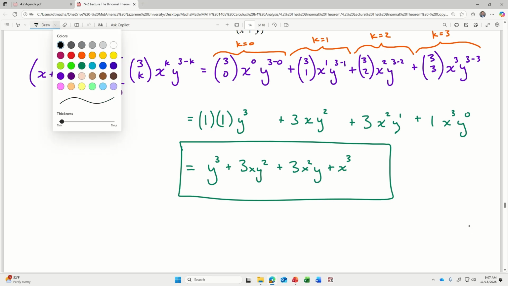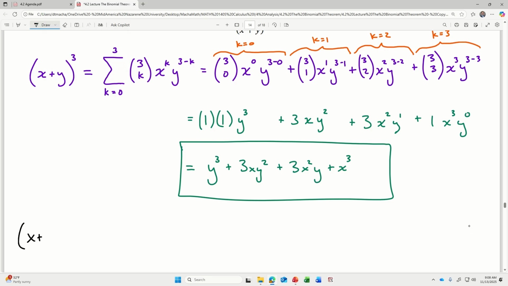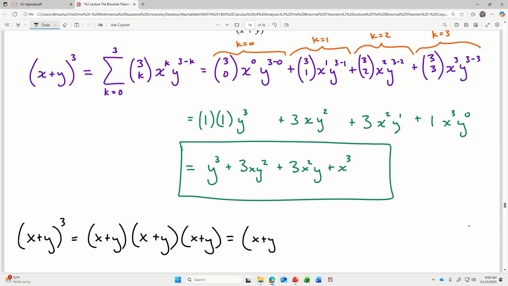And you can check this against the traditional way of doing things. Like you may have had to do this in a college algebra course where you just take x plus y cubed and call it x plus y times x plus y times x plus y. And then if you do this one at a time, like maybe combine these two, this would be FOIL, right? First, inner, outer, last.